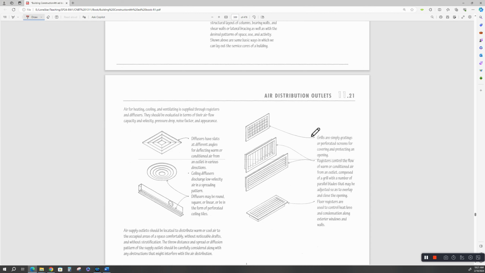Let me check the 5th edition, make sure we're not losing something. No.